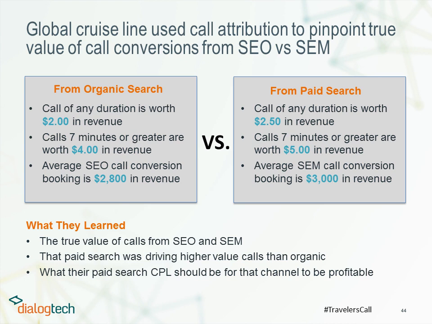A call that was 7 minutes or greater had $5 of revenue versus $4 of revenue. And an average SEO call conversion resulted in a $2,800 booking, where the paid search was $3,000, which told them, oh my gosh, I know that paid search is giving me more. It's not that I don't want to do organic, but paid is important. And when I do paid, I get higher results.